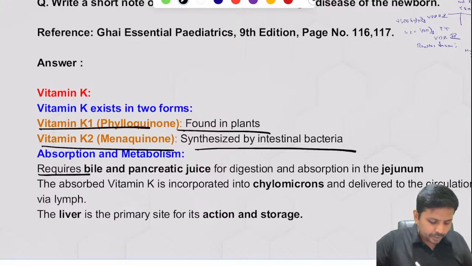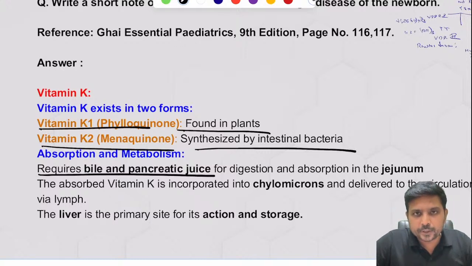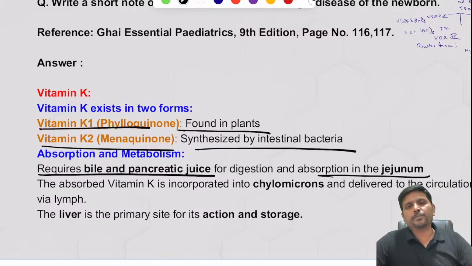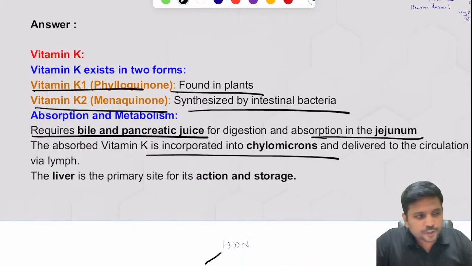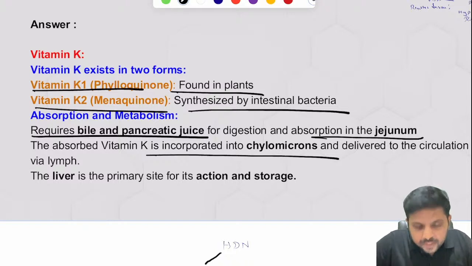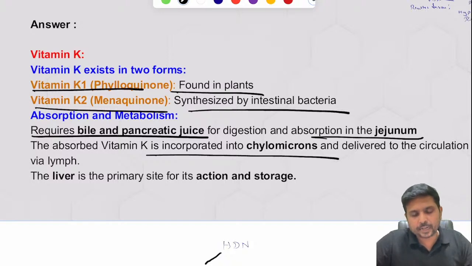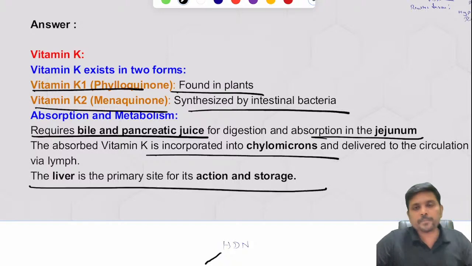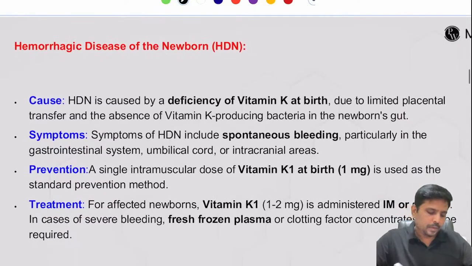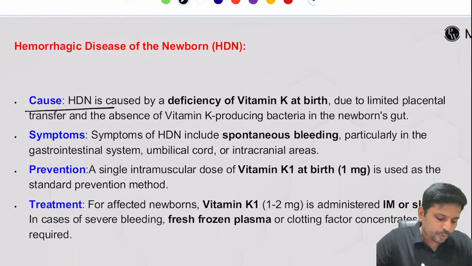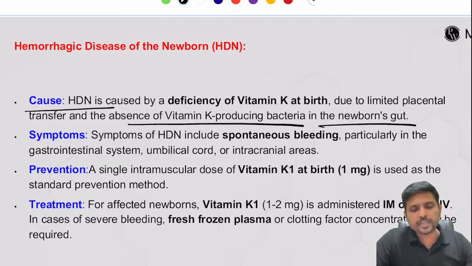And as I told you, you need both bile and pancreatic juice for the absorption of vitamin K. Vitamin K is usually absorbed in the jejunum. Like any fat soluble vitamin, it is absorbed with the fats, with chylomicrons. Principal site of storage for vitamin K is the liver.